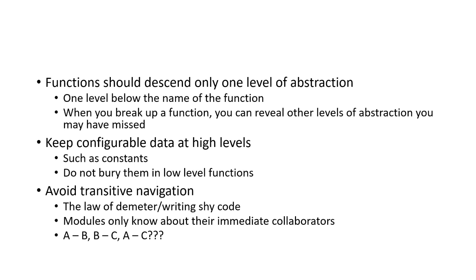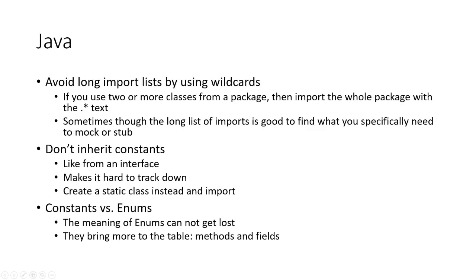Next up, we're going to get into some Java-based smells and heuristics. Starting off, avoid long import lists by using wildcards. I'm going to be honest with you, this is actually something on my current team that we avoid. We avoid this .star import. So if you're importing java.util, we actually list out everything: .map, .list, .hashmap.